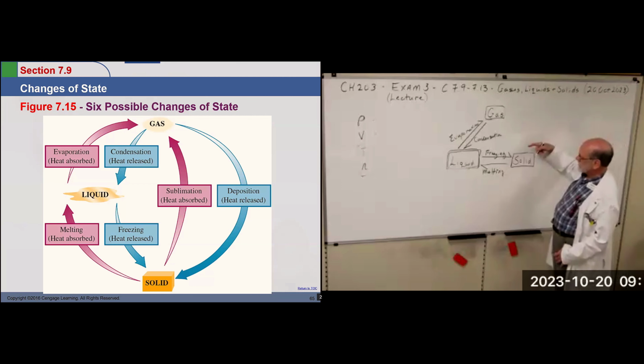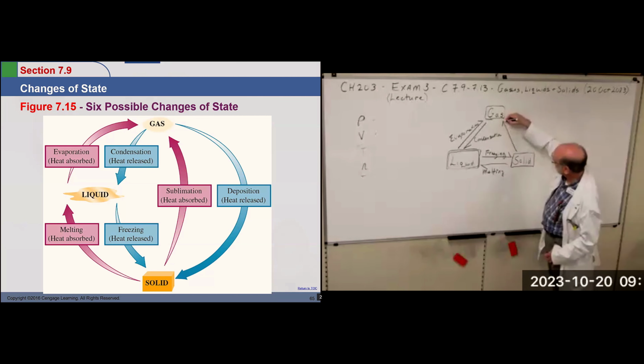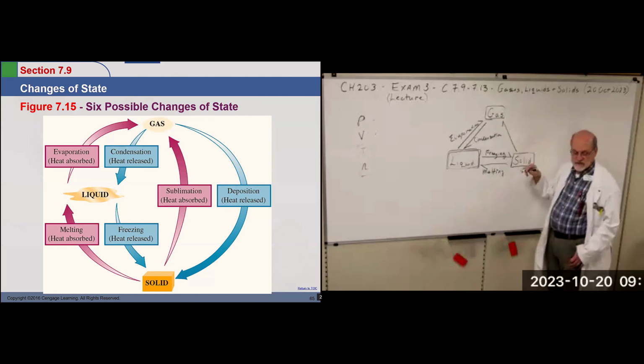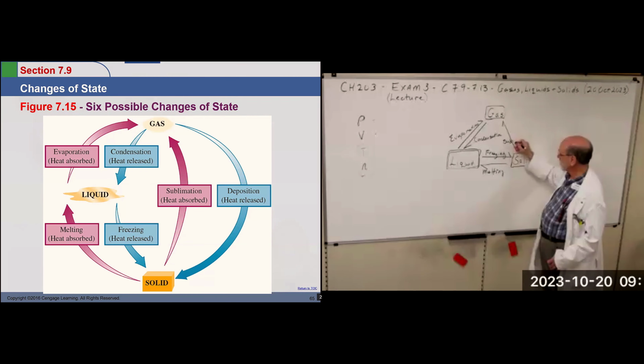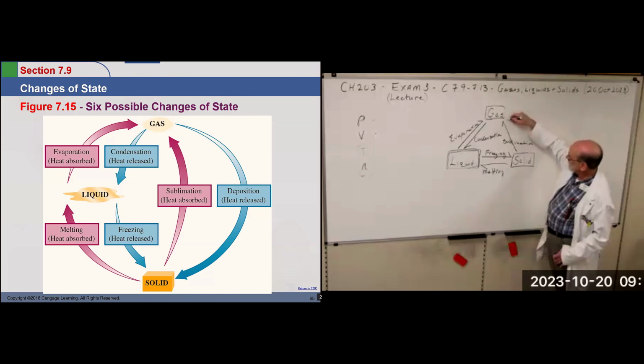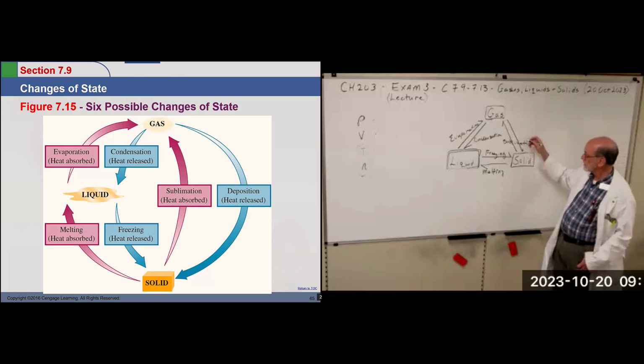And going this direction on the inner circle, from a solid to a gas, that's called sublimation. Going the other direction, if you go from a gas to a solid, is called deposition.